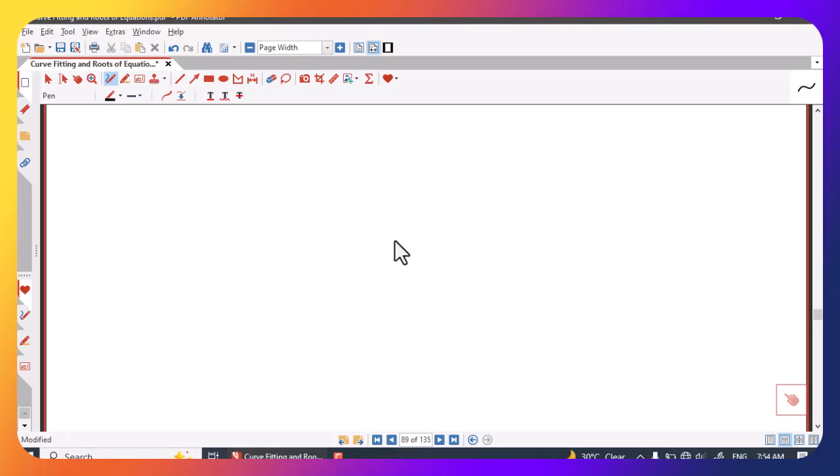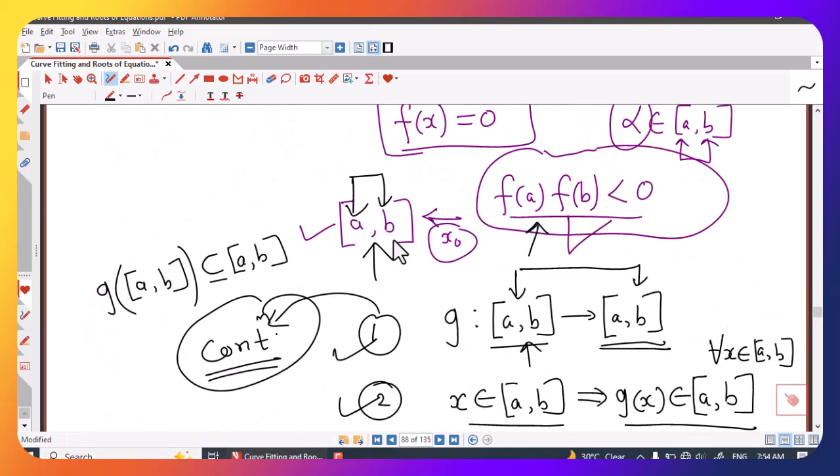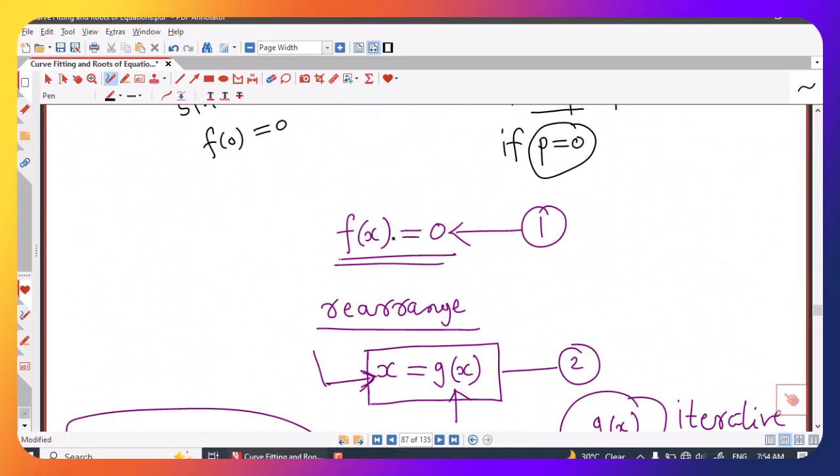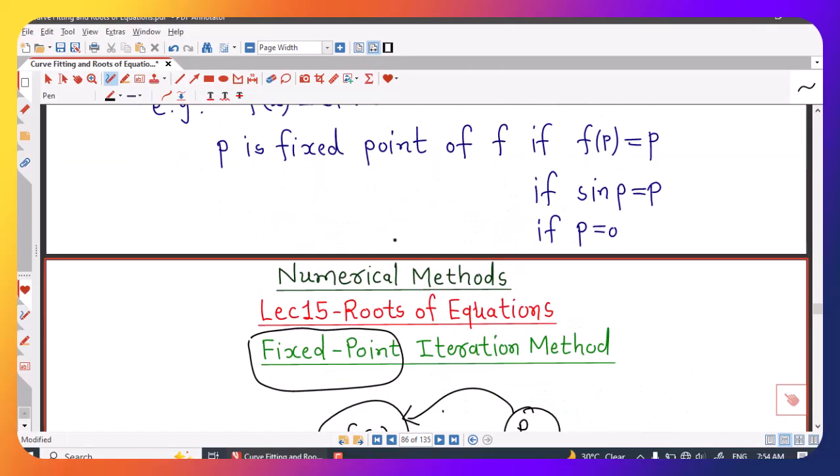So in this lecture we have discussed the fixed point iteration method, and in the next lecture we will discuss problems on the fixed point iteration method. So this is all about this session.